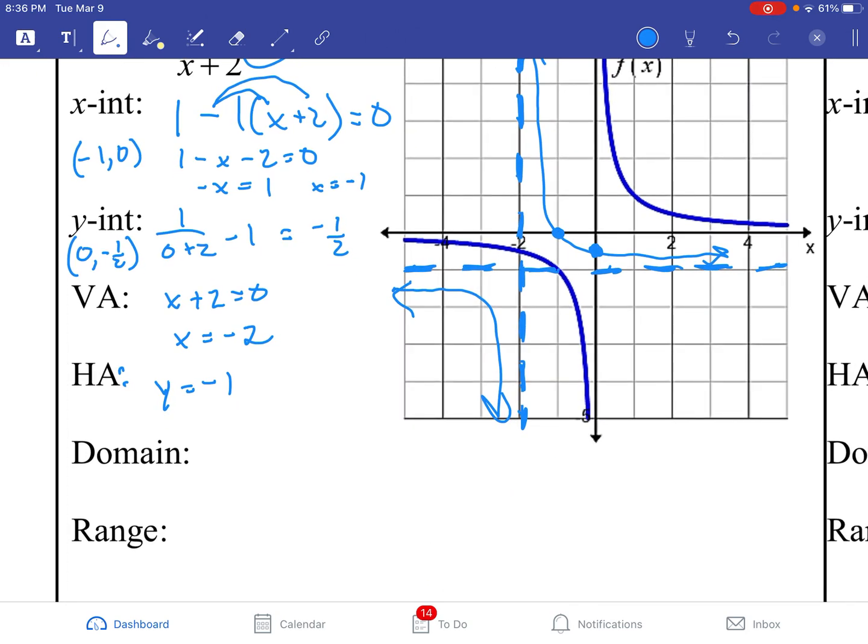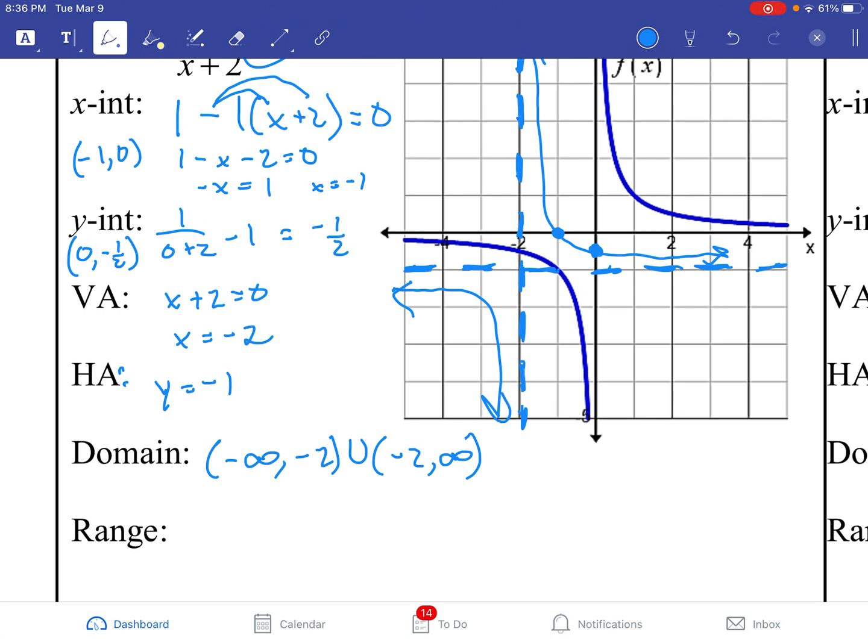The domain is what x values exist in the graph. Going left to right, we start at negative infinity. As we move to the right, we hit our vertical asymptote at negative 2, which it has to jump over and start up on the other side until it goes to positive infinity.